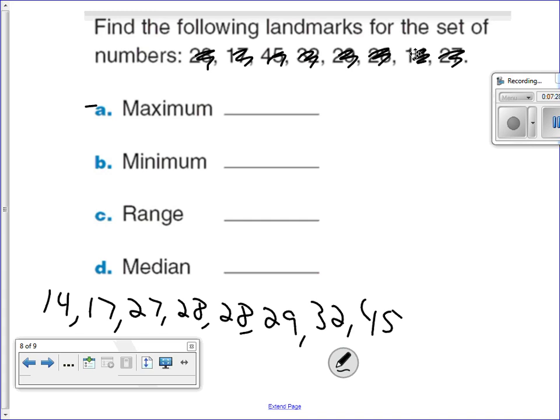Boom, I just go all the way to the right. 45 is my largest. That was easy. My minimum number, mini-me, all the way to the left. Boom, 14 is my smallest.